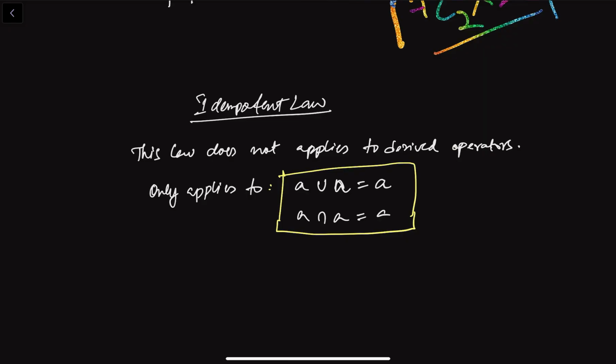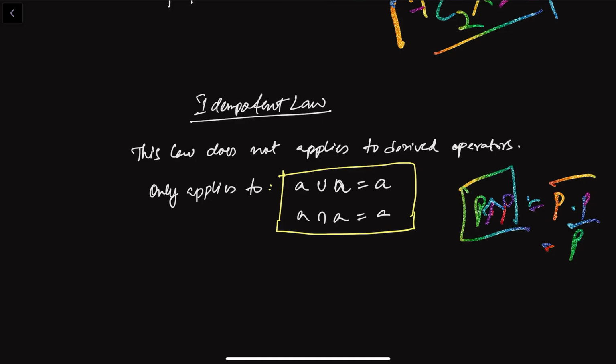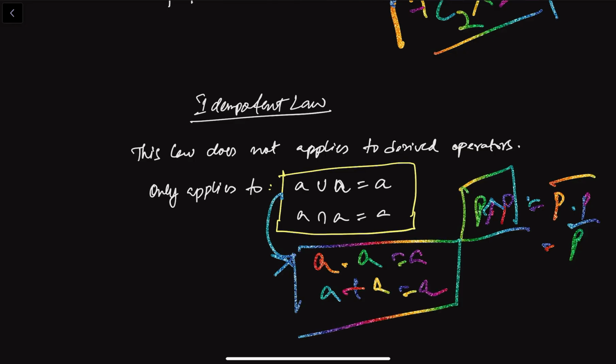Now let's come to the idempotent law. This law does not apply to derived operators, because P NAND P gives us P complement, which is not P, so it is not idempotent. It's valid only for basic operators, where A dot A gives us A and A plus A also gives us A.